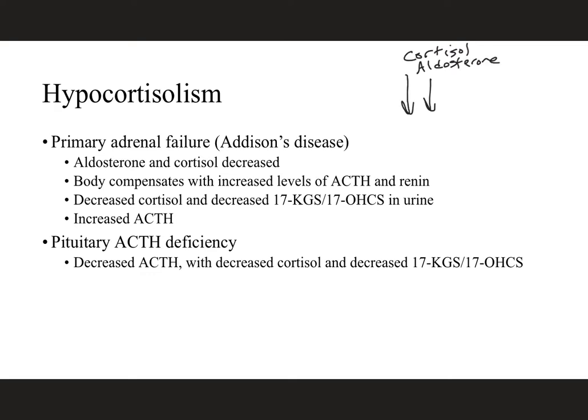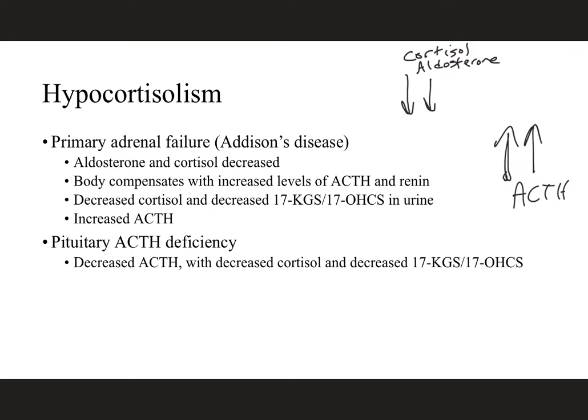Then our body's like, okay, we have to do something about this. Let's pump up the ACTH to try and help trigger more aldosterone and more cortisol. What you see with people with Addison's disease is they may not get that cortisol released because the adrenal gland is kind of broken, but we'll see a huge increase in ACTH. So big ACTH, little cortisol, little aldosterone points towards Addison's disease.